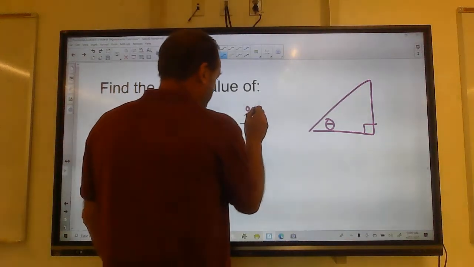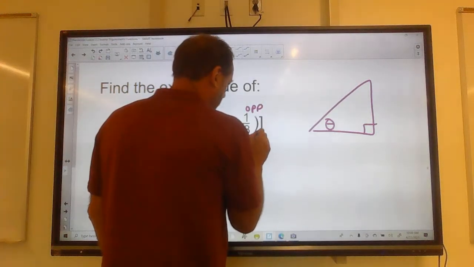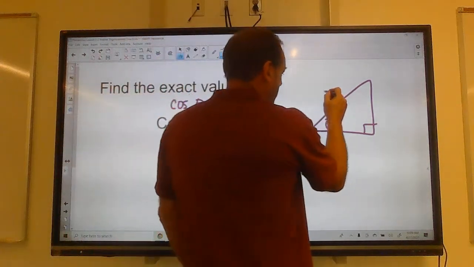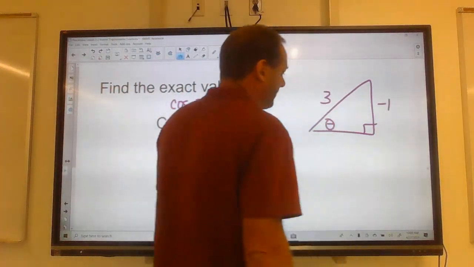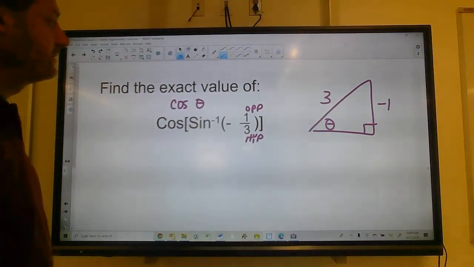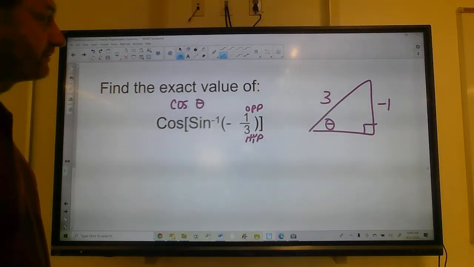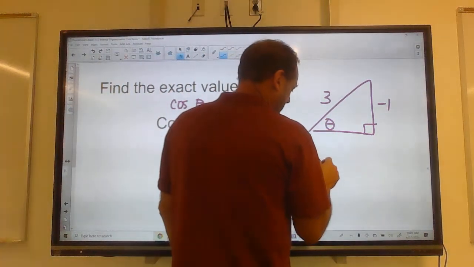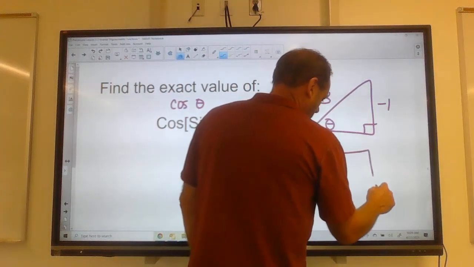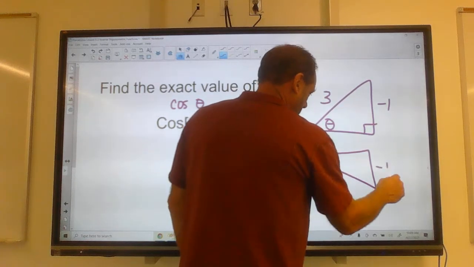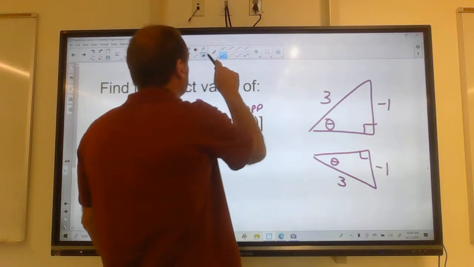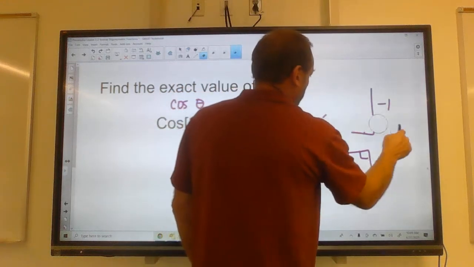Now the sine is the opposite over the hypotenuse. So I'm going to make the opposite negative 1 and the hypotenuse 3. The hypotenuse is always positive, remember. So actually, this picture doesn't look like this. It actually looks like this. Okay, so let's go ahead and just make this go away.